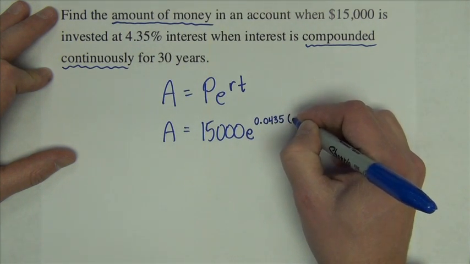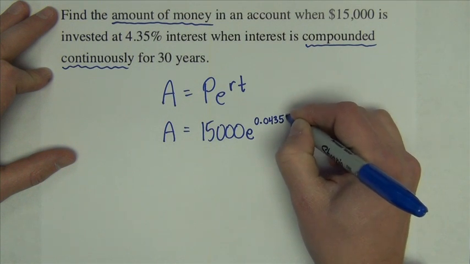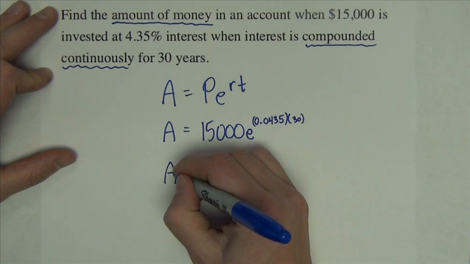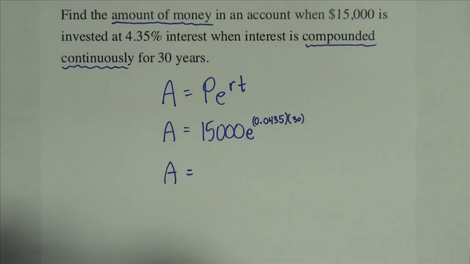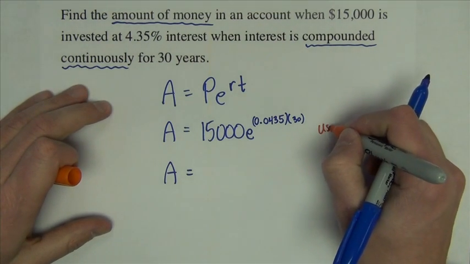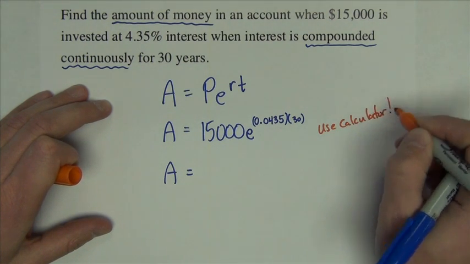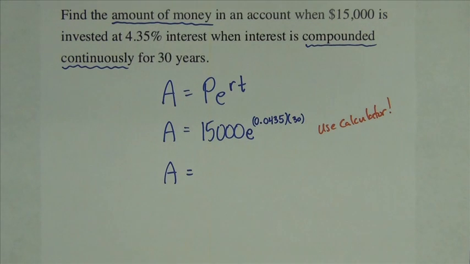0.0435 times 30 for 30 years. Okay, once we're typed in here, there's nothing more to do except use the calculator. Use the calculator to evaluate this.